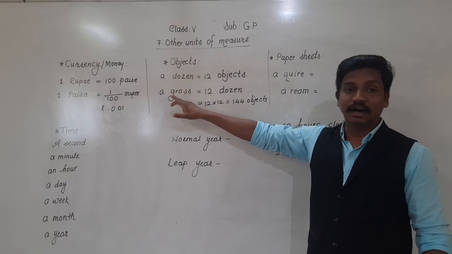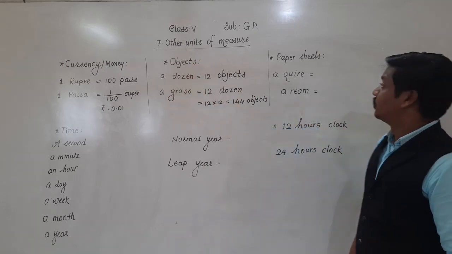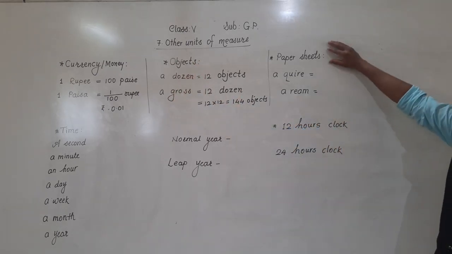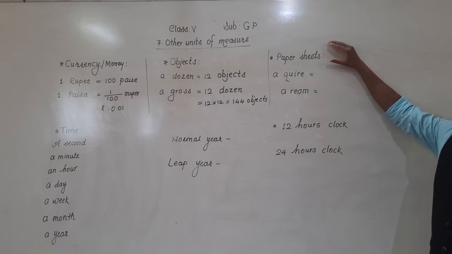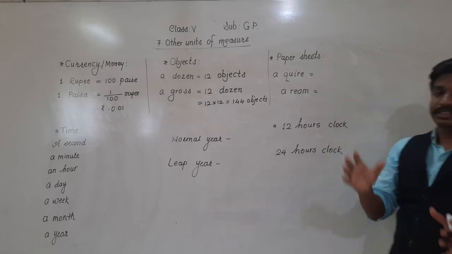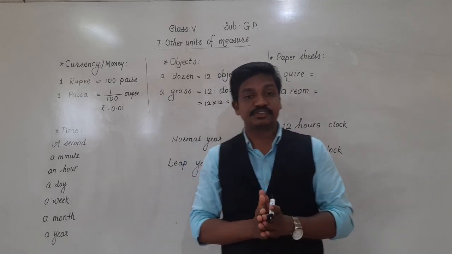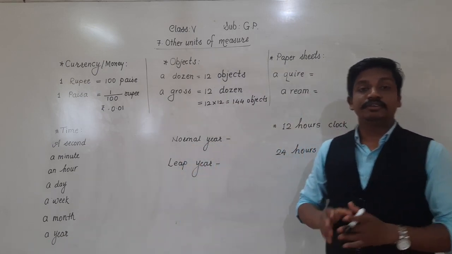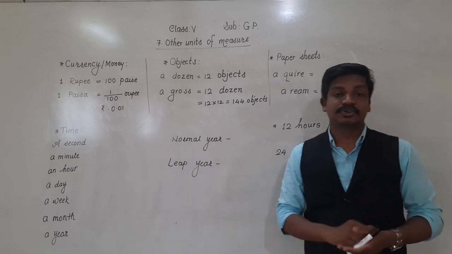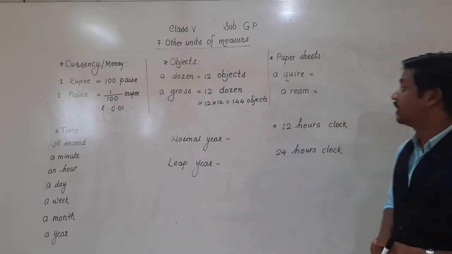A dozen, a gross. Now the next term is sheets of paper. See, we have a notebook, right? That notebook is made up of sheets of paper. So whenever we have to count such large numbers of sheets of paper, which units do we have?